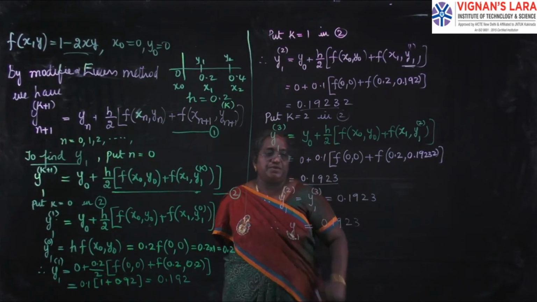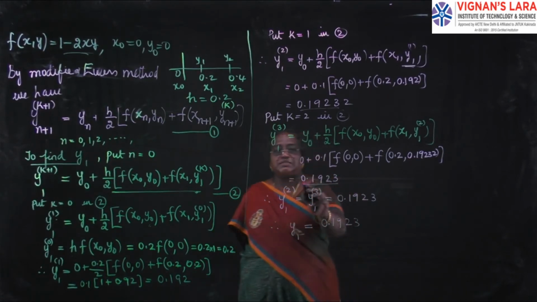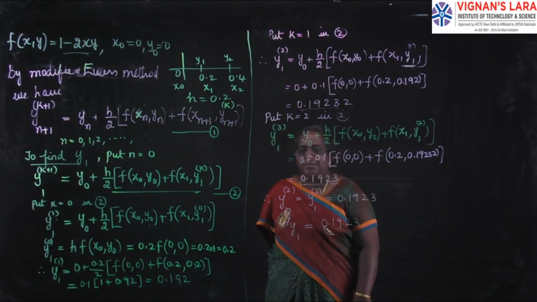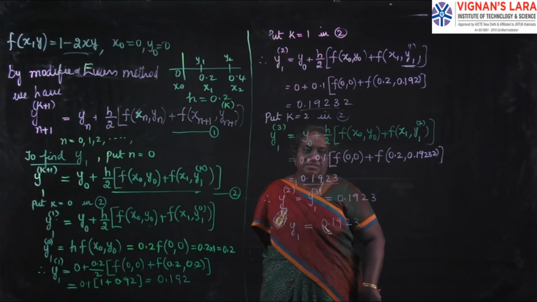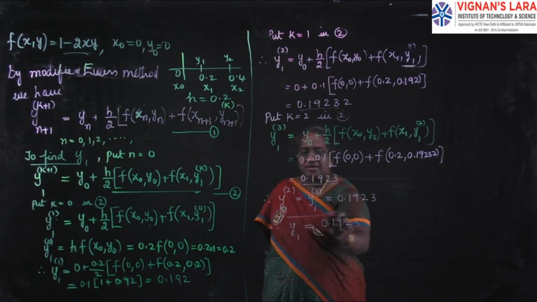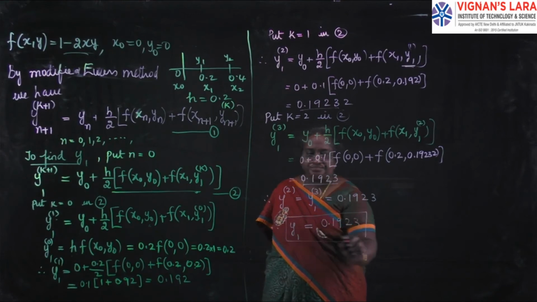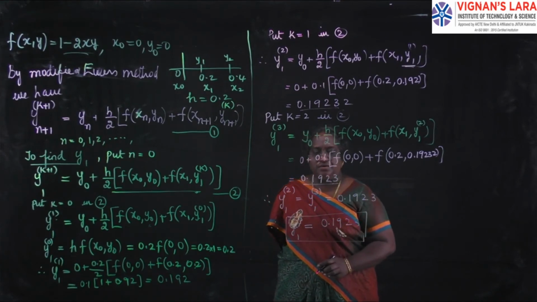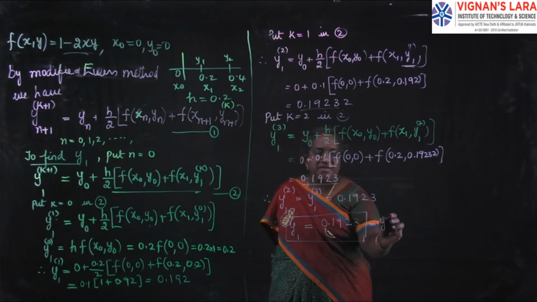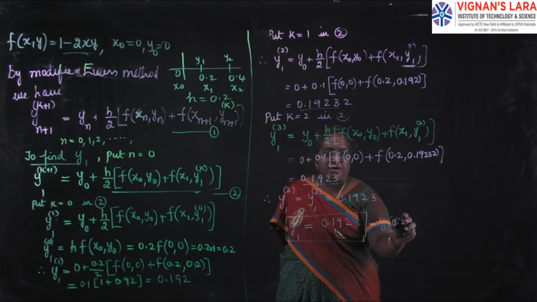Why did we stop here? Because two successive iterations have got the same value. Second approximation and third approximation got the same value. So therefore y1 is equal to 0.1923. y1 means where did we find out? y1 is nothing but y at x1, 0.2.